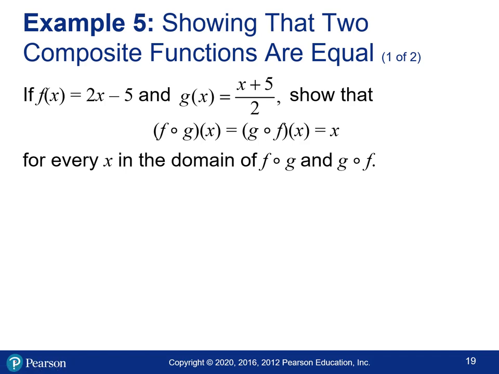Alright, let's try this one. So now we're going to show that 2 composite functions are actually equal. And so if f of x is equal to 2x minus 5 and g of x is x plus 5 over 2, we can show that f composed of g of x is the same as g composed of f of x, and saying that they're both equal to the value of x. Okay, so this time we're showing that this is true, that this and this both equal x.